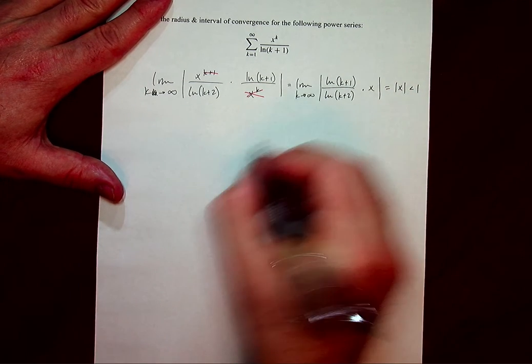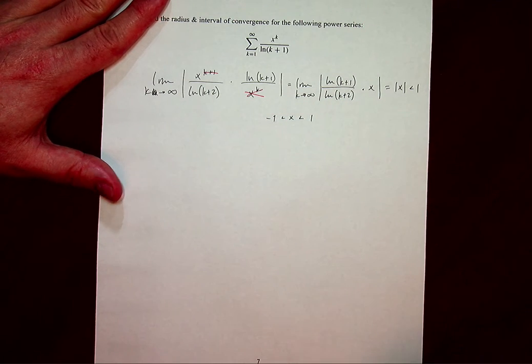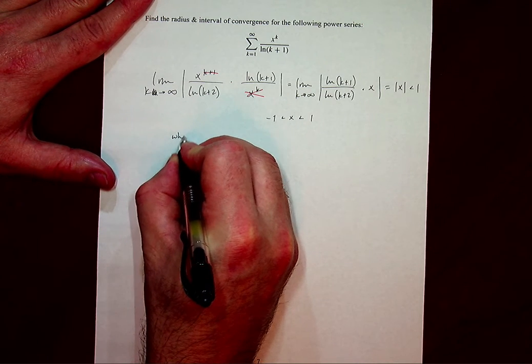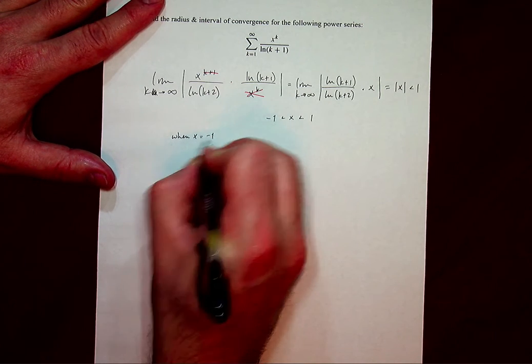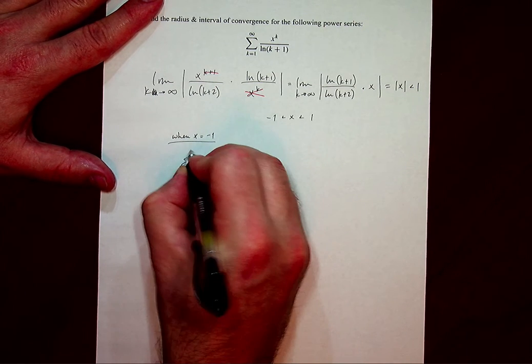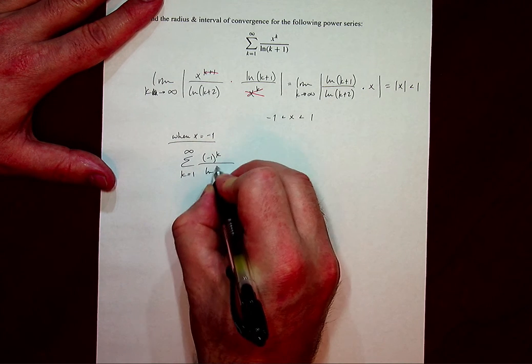And when is the absolute value of x less than 1? We've done this a couple times before, so we know that it's negative 1 to 1. Now we need to check the endpoints. When x is equal to negative 1, I get negative 1 to the k over natural log of k plus 1.